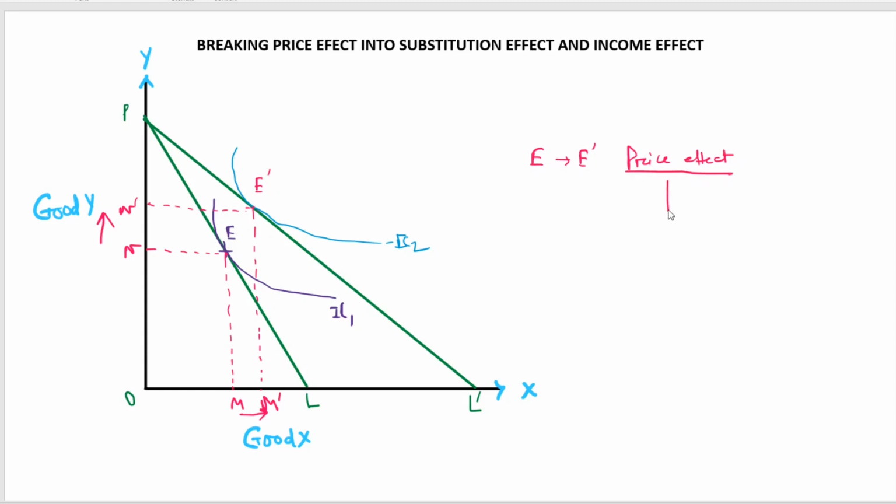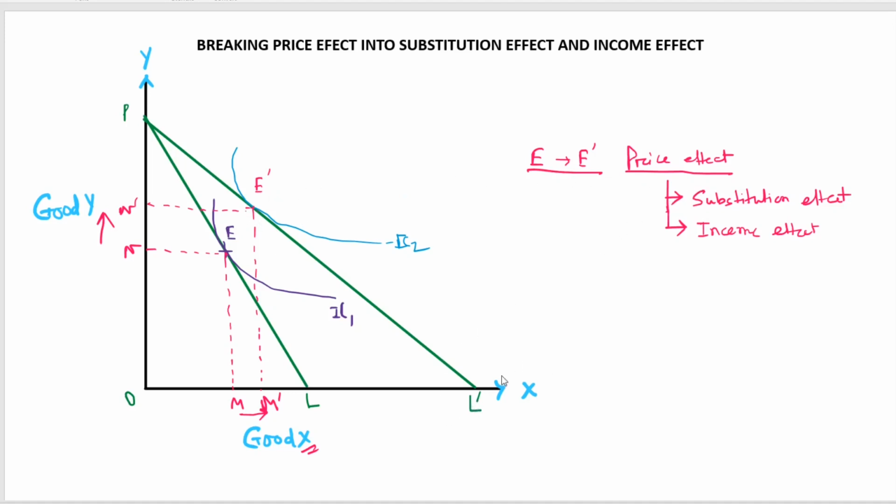Now this price effect can be divided into the substitution effect and the income effect. Because as soon as the price of good X falls, the real income of the consumer will increase for the same money income. Okay, so the change is due to two things.